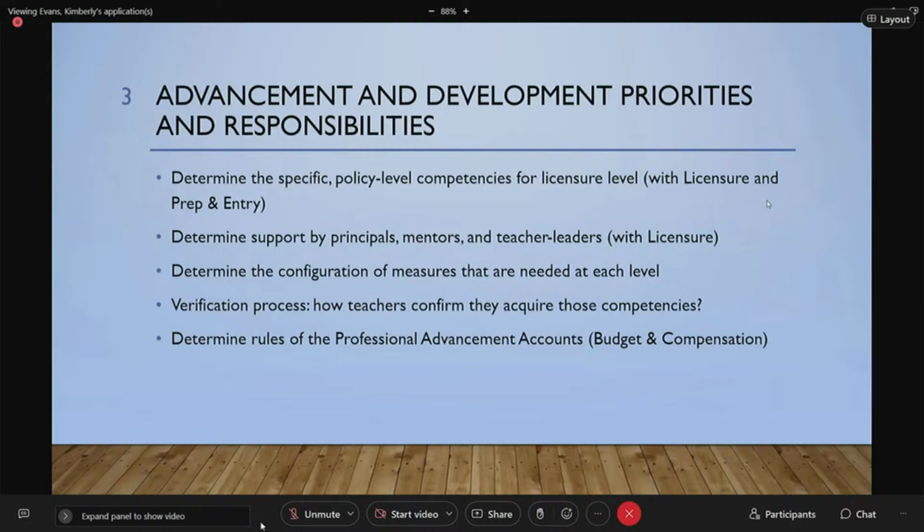Okay, so just a quick reminder of what our advancement and development priorities and responsibilities are. We are charged with determining the specific policy level competencies for the licensure level, and we share that responsibility with licensure and also with prep and entry. We are also to determine the support by principals, mentors, and teacher leaders, and we share that responsibility with licensure. We are also to determine the configuration of measures that are needed at each level. We are to develop the verification process for how teachers acquire those competencies. And we are to determine the rules of the professional advancement accounts, and we share that responsibility with budget and compensation. Next slide, please.